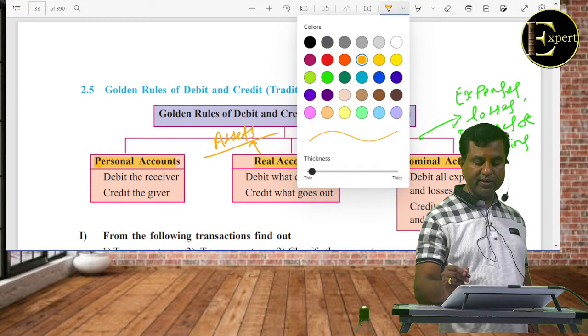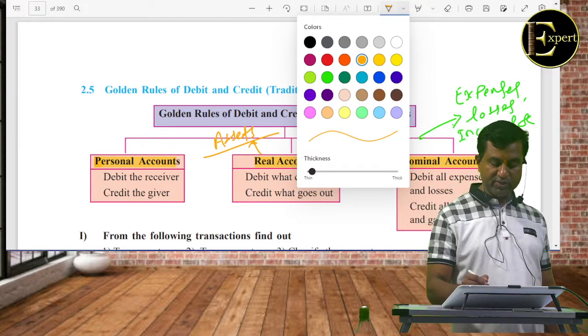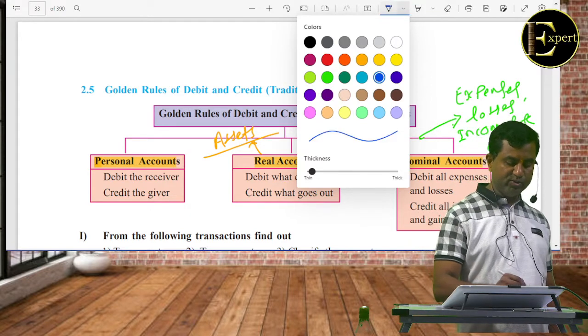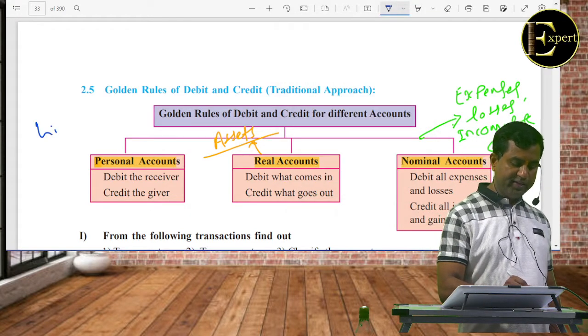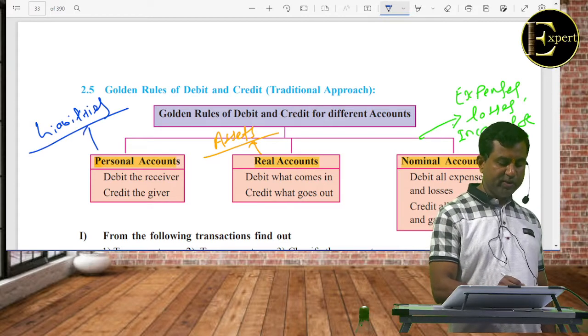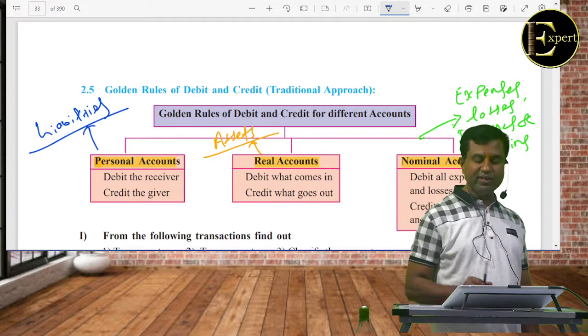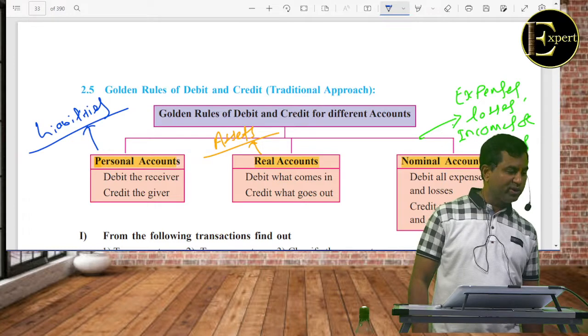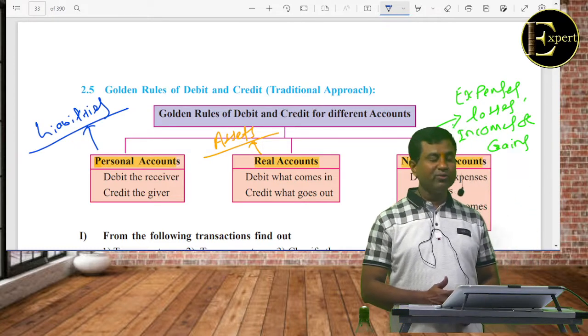अब बचती है बात आखिरी वाली, that is for personal accounts, and personal accounts are usually what? These are usually liabilities. तो जब भी personal account आता है याद रखिए ये ज्यादा करके तो liabilities होती है. Where rule applicable is debit the receiver, credit the giver. Asset आया तो rule है debit what comes in the business, credit what goes out of the business.